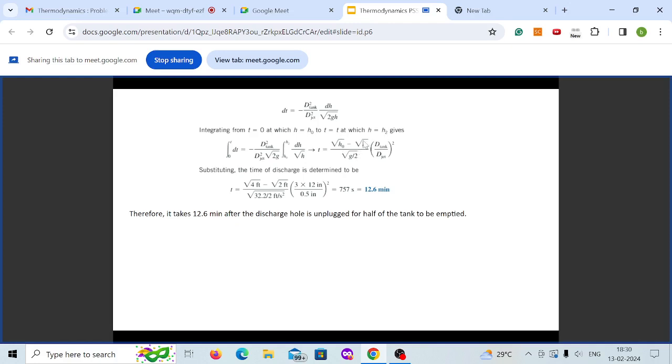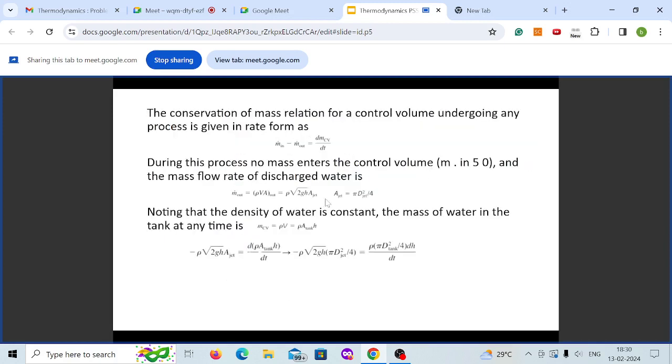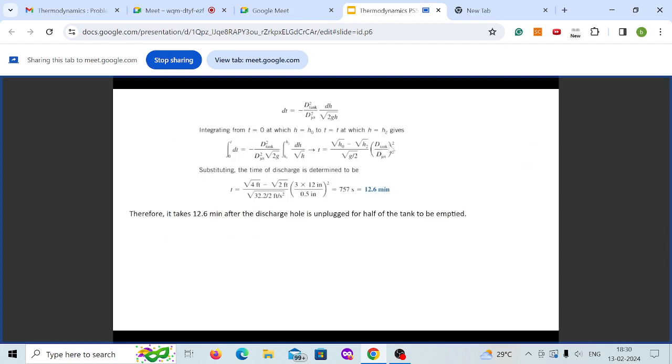So we know the values, and we substitute them in. h naught is 4 feet and h2 is 2 feet, and g is 32.2 feet per second square, the acceleration due to gravity in terms of feet. Substituting that, we will get 757 seconds. So this will come out to be 12.6 minutes.